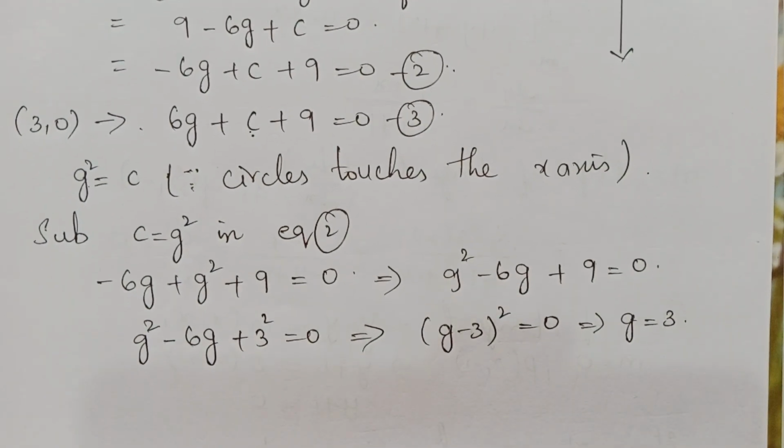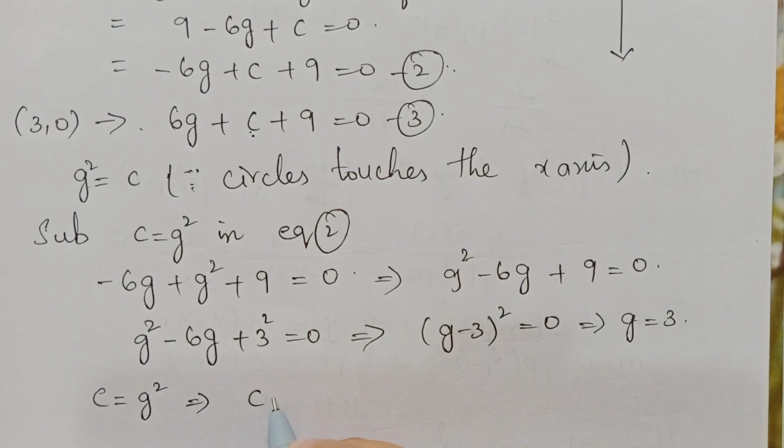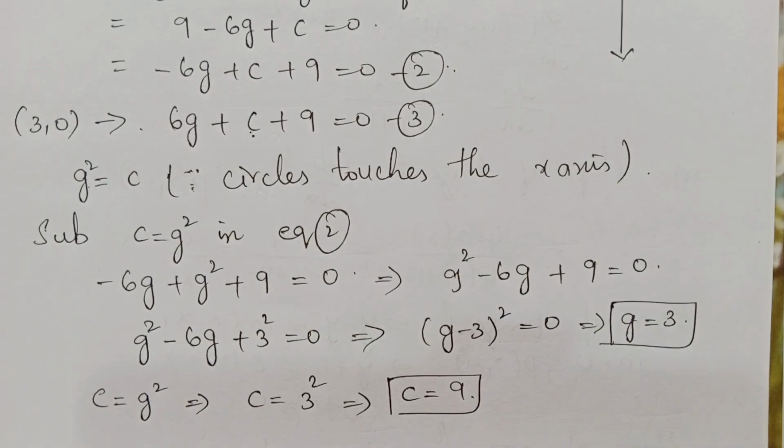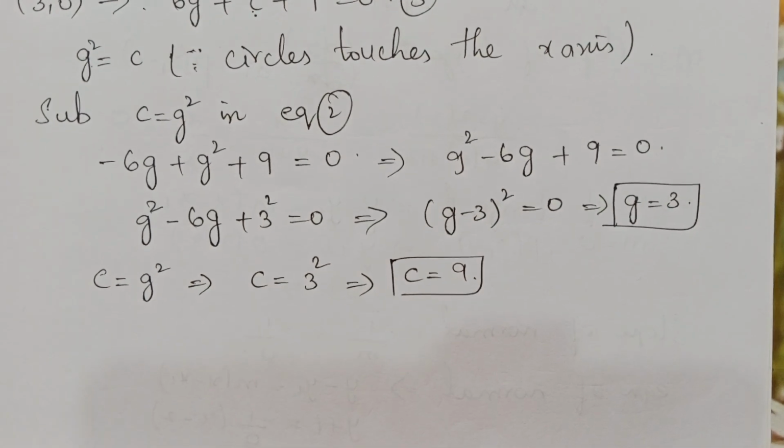Okay, we'll get the value of c also. c is equal to g square, right? So g value is 3, so we can write it as c is equal to 3 square. So we'll get c is equal to 9. So we got the values of c and g. Now we have to find the value of f.